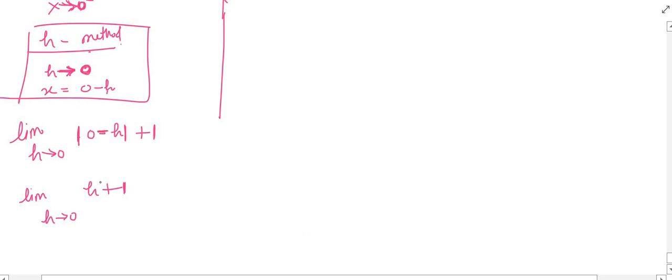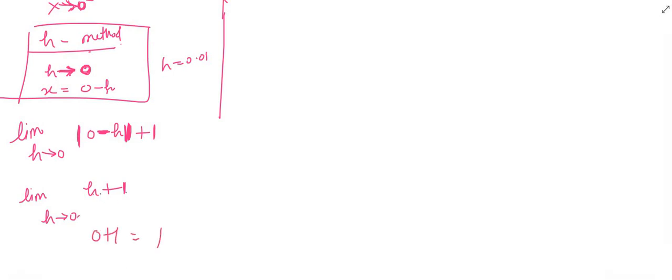Some negative tiny number, minus h. Right? Say h is 0.01. So when it is minus h, the minus we will remove to come out of mod. Right? So it is h plus 1. Now put h as 0, plus 1 is 1. So this is the left hand limit. Fine.